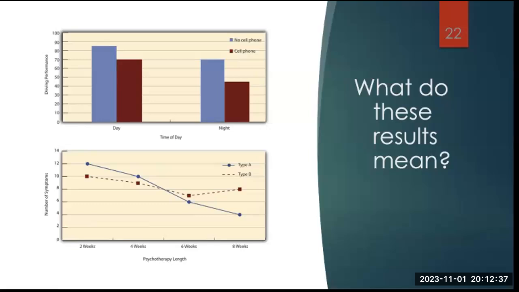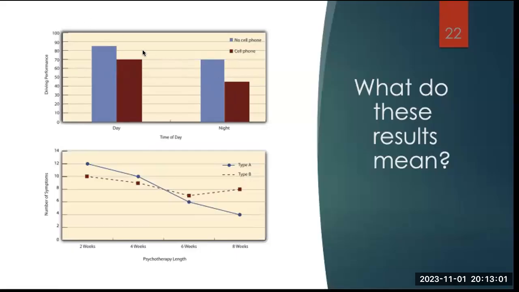So looking at time of day, the scores in the time of day are higher than the scores in the time of night. So there's a main effect of time of day. The bars, the colored bars, have different lengths, different heights. So you also know that the use of cell phone was also an important main effect. So that's what you know from those results.